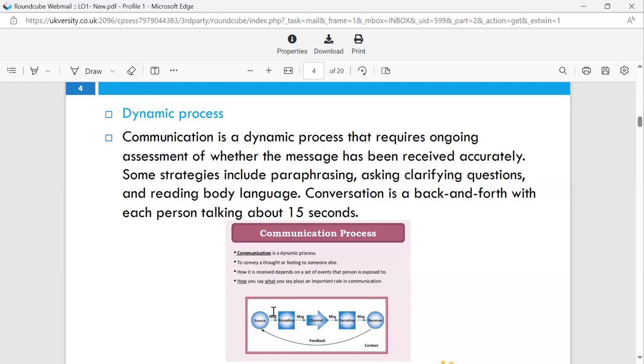The dynamic process. It says communication is a process that requires ongoing assessment of whether the message has been received accurately. Is it where the person keeps communicating the message to them all the time so that they understand?